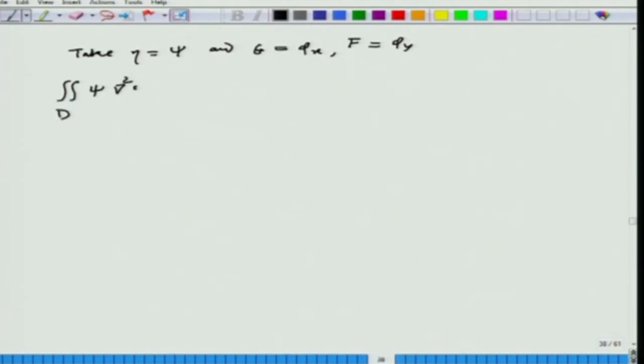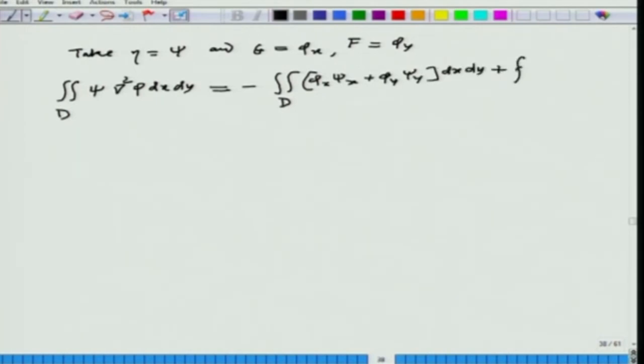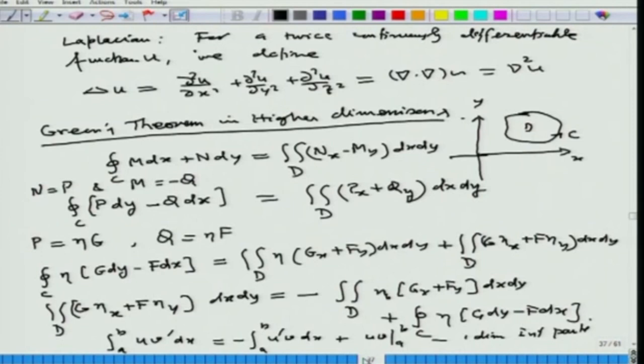So we get finally the double integral of psi del square phi dx dy equal to minus the double integral of (phi_x psi_x plus phi_y psi_y) dx dy, plus the boundary integral of psi del phi by del n ds. Here s is the arc length. Here if we put eta equal to psi, g equal to phi_x and f equal to phi_y, we get g_x giving phi_xx and f_y giving phi_yy. So, that is the two dimensional Laplacian.